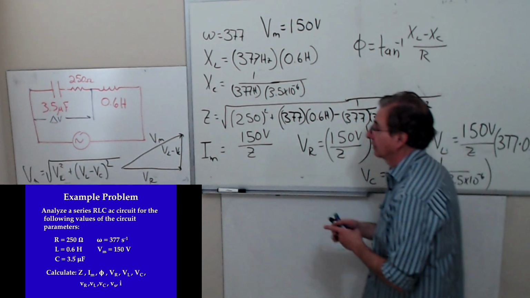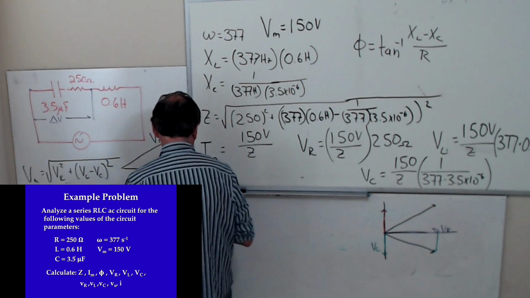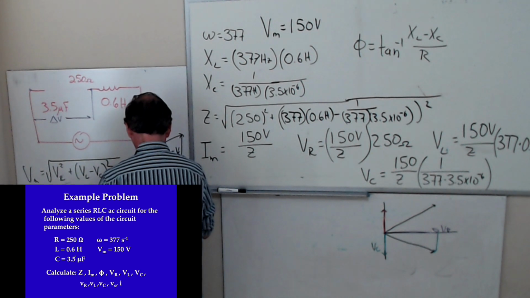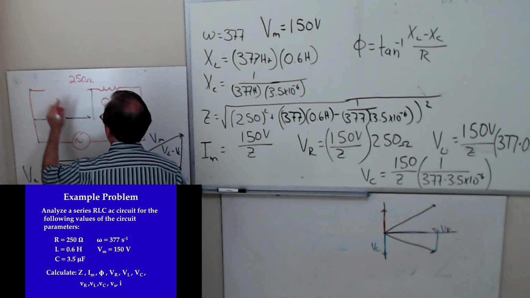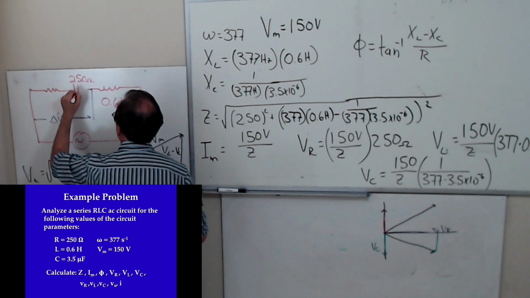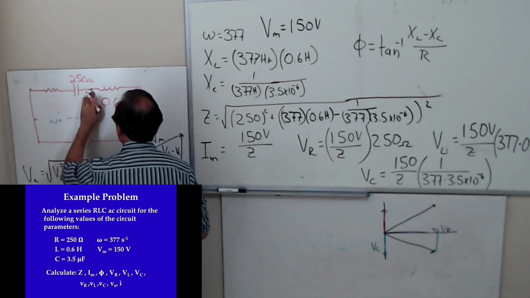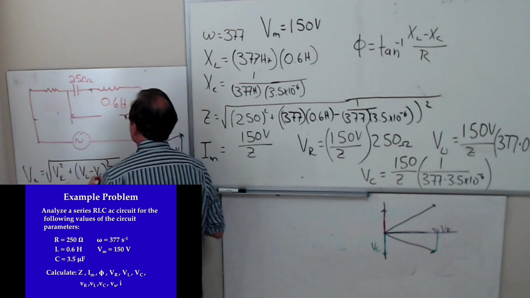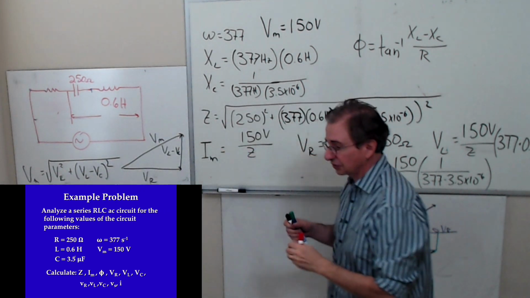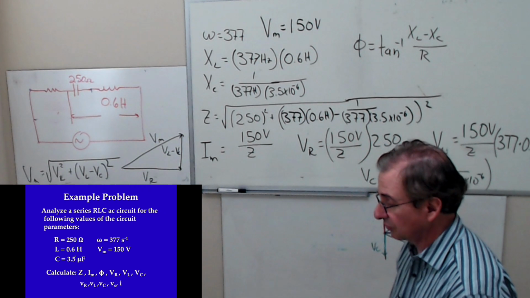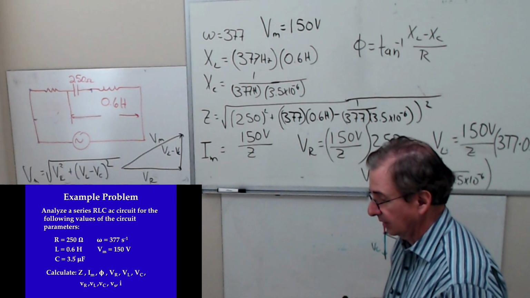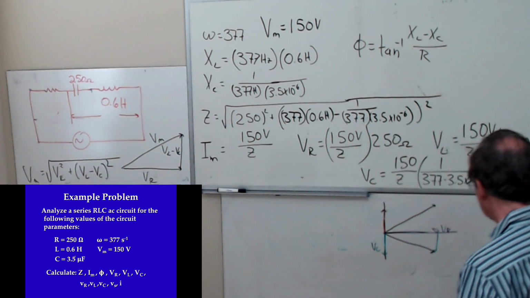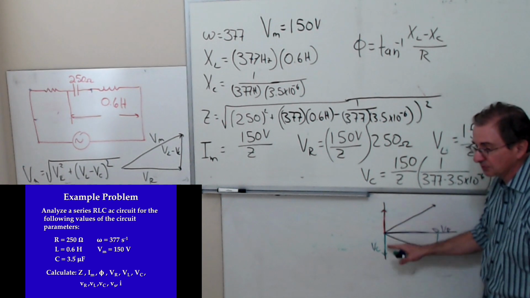Now, what if I did the following? Let's say I reverse these two, and I wanted to find the voltage across the inductor and the capacitor. Then what? What do I do in that case? Well, they're 180 degrees apart, so it's the difference between the two.